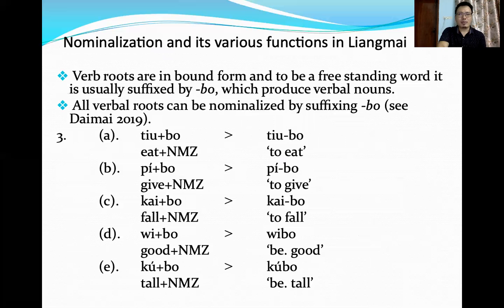Verb roots are in bound form, and to be a freestanding word, it is usually suffixed by bo, which produces verbal nouns. All verbal roots can be nominalized by suffixing bo. See Daimai 2019 for more details. We have tubo, tu plus nominalizer, tubo, to eat; ibo, kaibo, wibo, ubo.